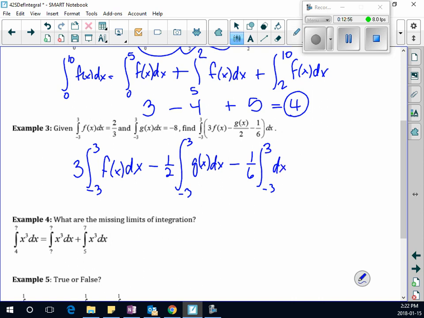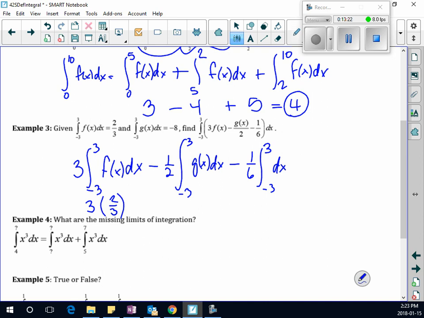But we know what this is equal to, right? It's not given, but it's 1. This is a rule we learned the last lesson. This would be the constant times this, subtract this, right? Okay, so this is equal to 3 times 2/3. Does everybody see that? Are we good with that?